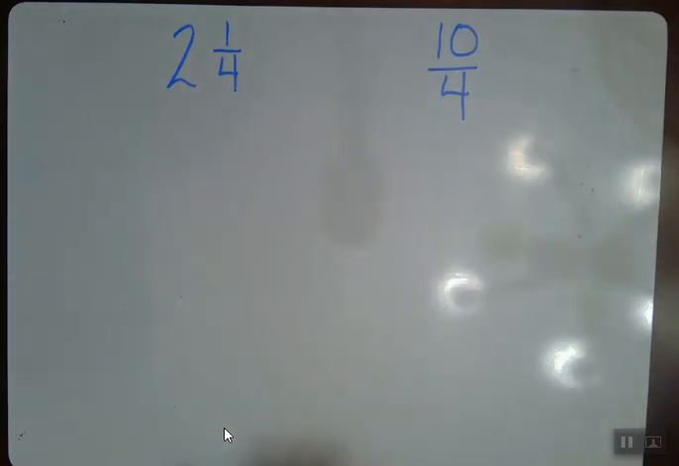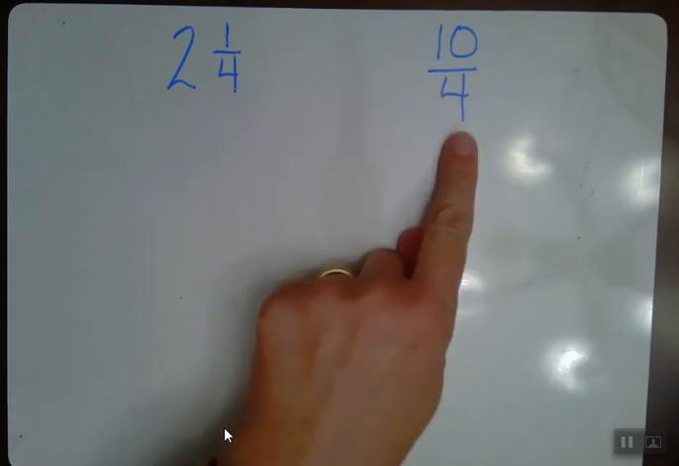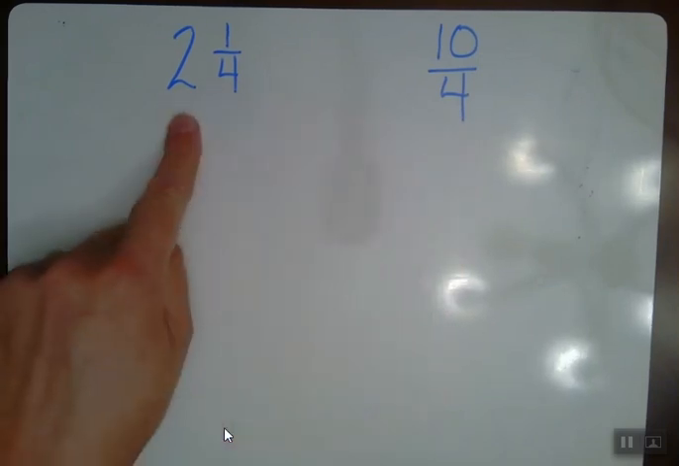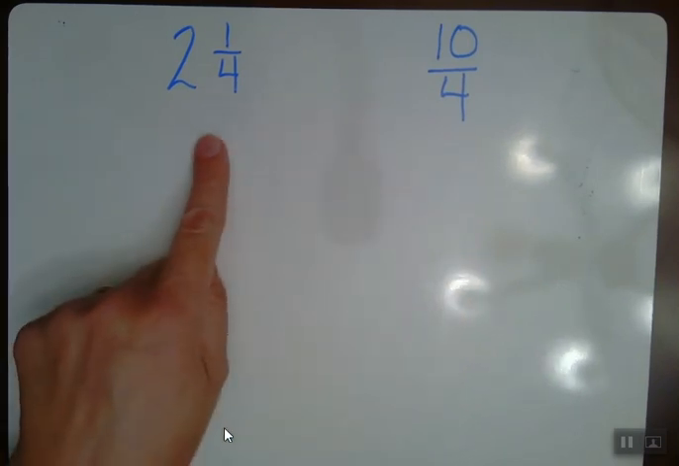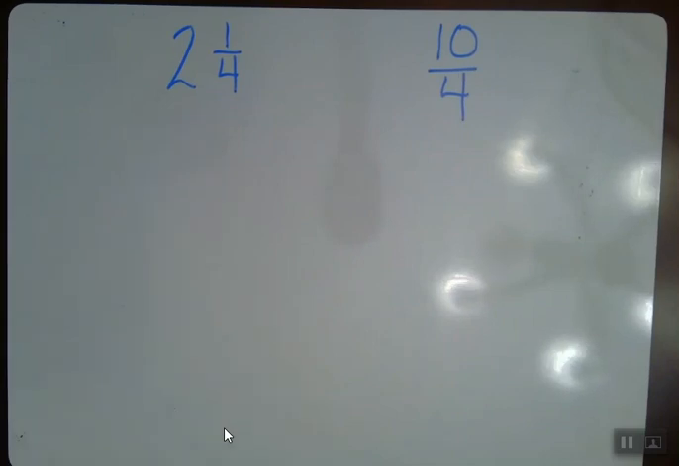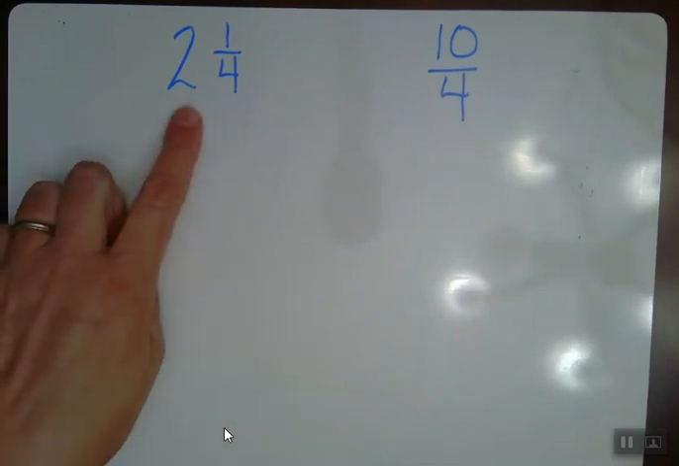And we'll do one last problem together. Again, I'm comparing apples to oranges. I can't compare a mixed number with an improper fraction, but I can compare an improper fraction with an improper fraction or a mixed number with a mixed number. Again, I'm going to draw this as a model.